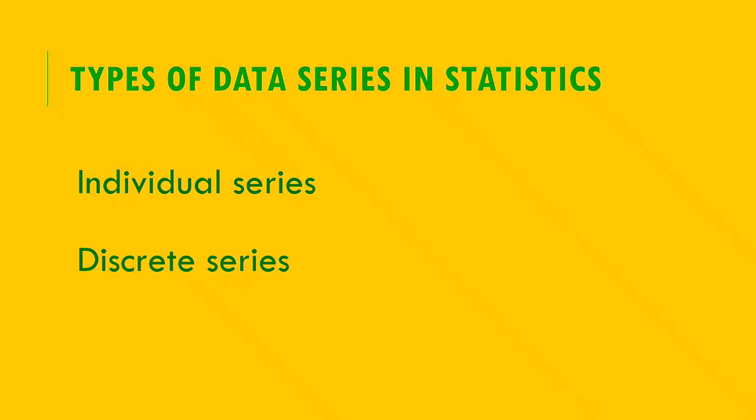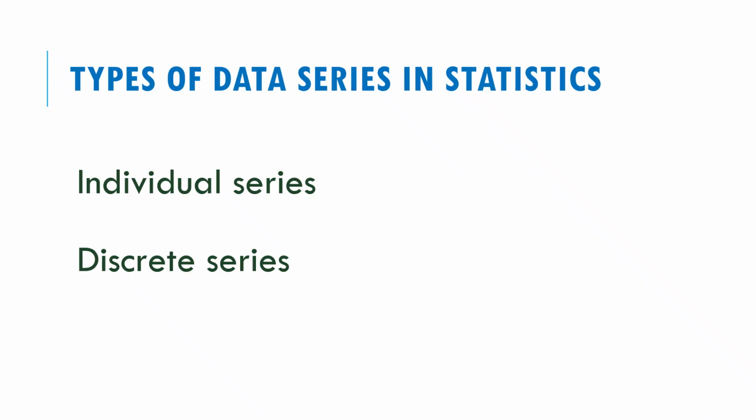In a discrete series, the data consists of distinct values along with their corresponding frequencies. In a continuous series, the data are grouped into class intervals, and the frequency of observations falling within each class interval is recorded. In the following sections, we will learn how to calculate the median for each of these three types of data series with suitable solved examples.